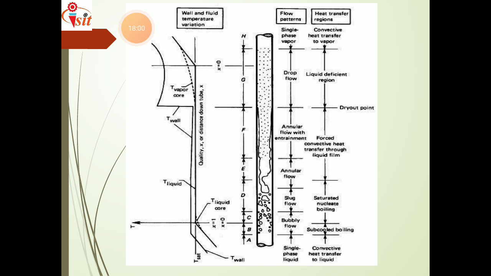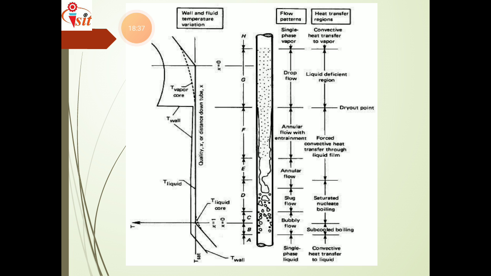And if you observe the temperature variation, the temperature of the liquid is shown as well as the wall temperature of this tube. The wall temperature as well as the liquid temperature increases suddenly after the dry out point, meaning when it is converted to vapor, the temperature quickly rises, and finally that vapor can be used for the final application, right?